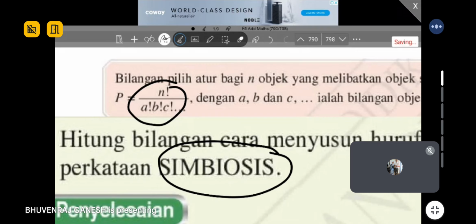So anyone? Dah dapat jawapan? In maths you must be fast, guys. This type of question is like that. It should come with the snap of a finger. Because this kind of question, if you get it right in SPM, very lucky. Sangat senang. You must know how to do it. So how many, guys? What do you all get?